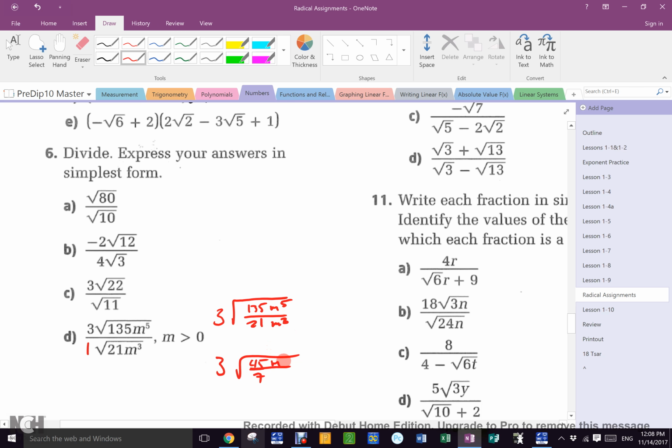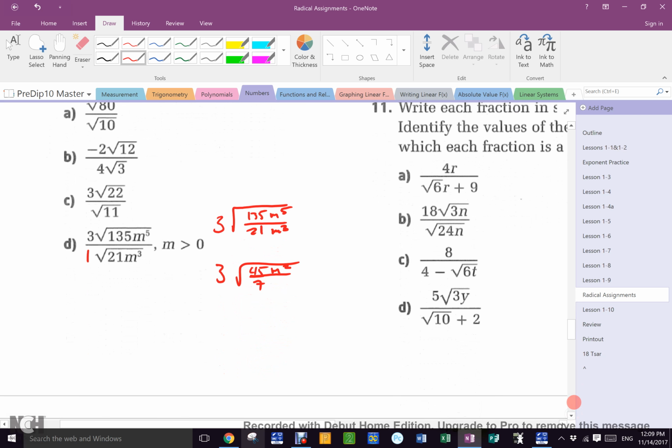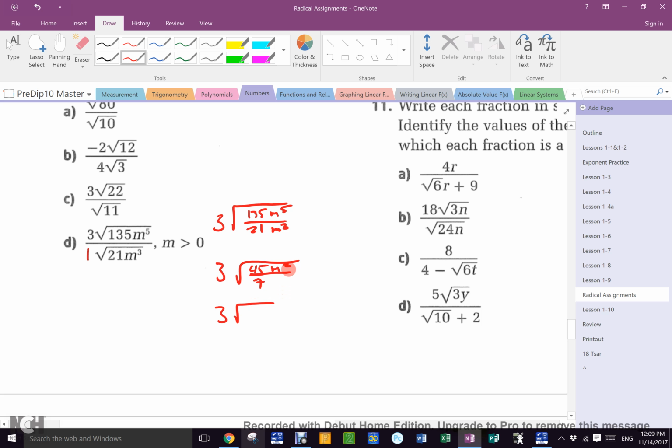m to the 5th over m cubed means m squared up top, yes? So that is technically 3 root 45 m squared, right? So is that m squared coming out? Yep, so it's 3m root 45 over root 7, yes? Now what? Root 7's not allowed, so I multiply both sides by root 7. Now, 7 times 45 is a big number, yeah? So shouldn't I have simplified 45 first? Sure, that's what I would have done, so that's 9 times 5, right? So what's coming out? 3. There's already 3 out there, so that's going to be 9m root 5, right?